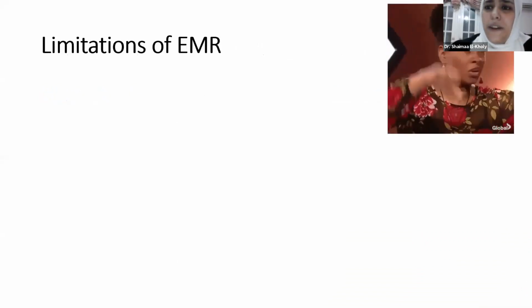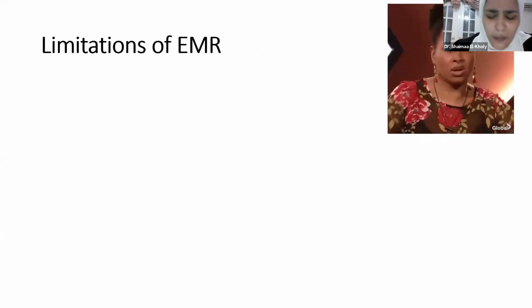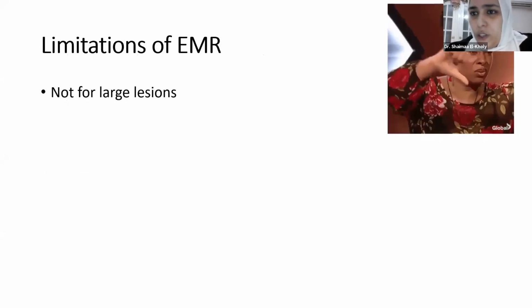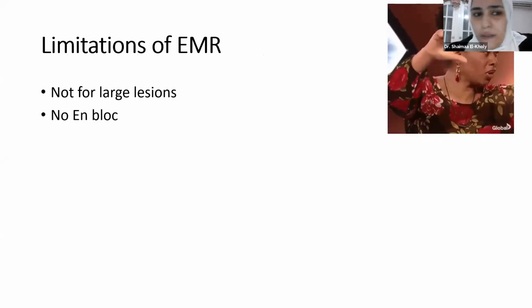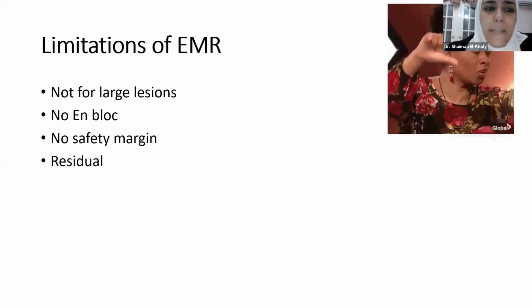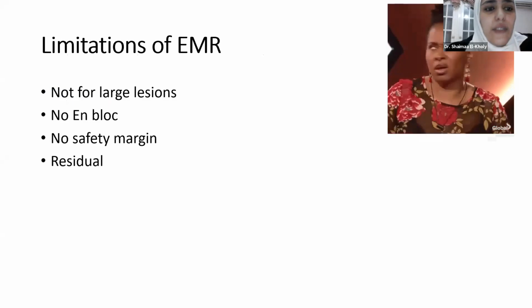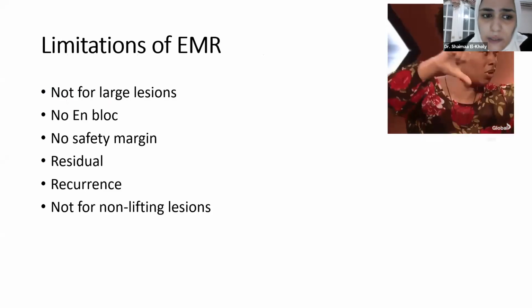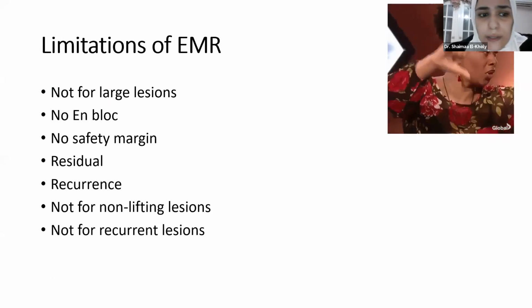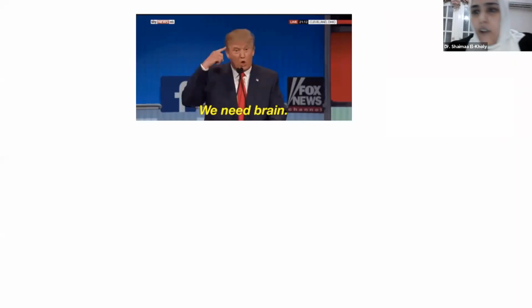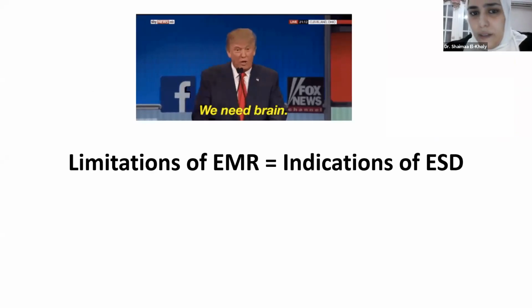But you can see this lady here. This lady is not happy with the EMR. Why? Not because she's a lady, and ladies are always arguing. Because EMR is not suitable for large lesions, as you cannot get en-bloc resection. So you will not have safety margins, either vertical or horizontal margins. Besides, there is a risk of a residual lesion, and this residual lesion may lead to recurrent lesions. And EMR is not suitable for non-lifting lesions, and it's also not suitable for recurrent lesions or any lesions with submucosal fibrosis. So if you give it a little bit of thinking, the limitations of EMR are the indications for ESD.